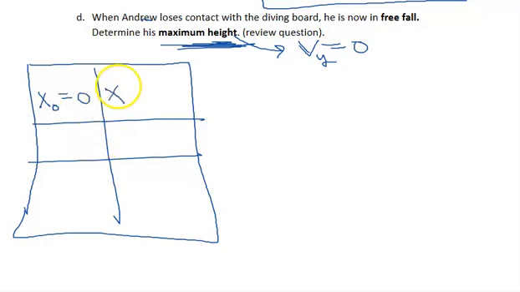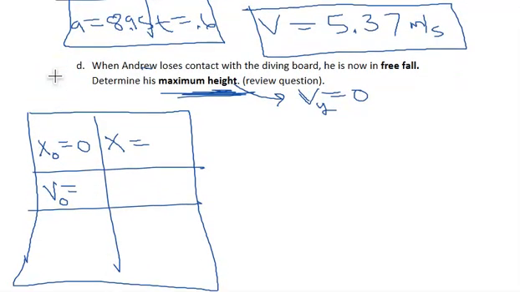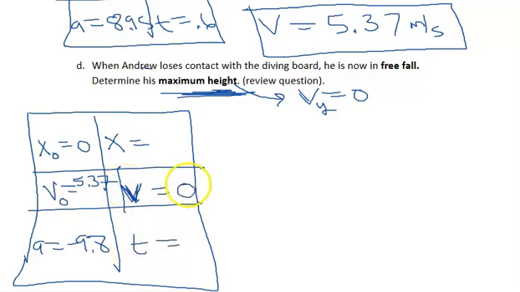X naught is 0. X max is what we're looking for. V naught, we need to restart the clock. He starts now with a speed of 5.37. Hopefully that makes sense to you. We're kind of like doing a whole new problem. Now his acceleration is negative 9.8. We don't really care what time this happens. But we do know that the speed is 0.